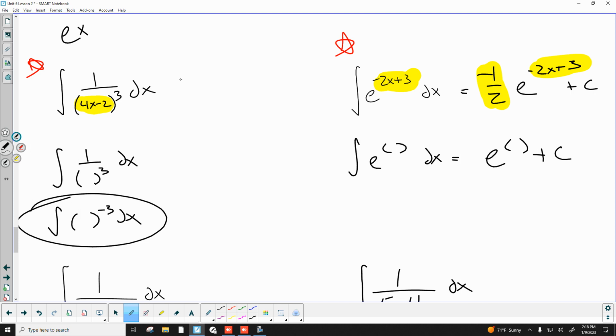Ready? The antiderivative of the negative third power is a negative second power with a negative 1/2. The inside is 4x minus 2. The inside derivative is 4, which is why I need a 1/4, giving me my final answer, negative 1/8 times 4x minus 2 to the negative second. Or negative 1 over 8 times 4x minus 2 squared plus c if you get rid of the negative exponent.